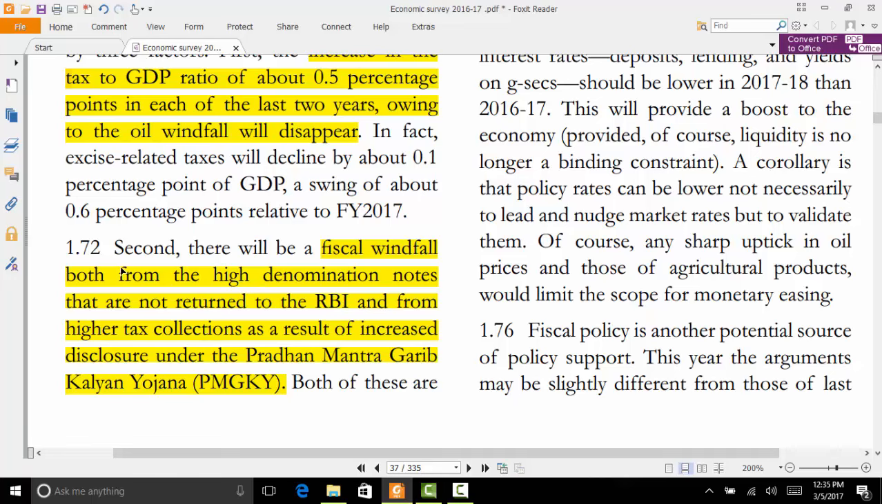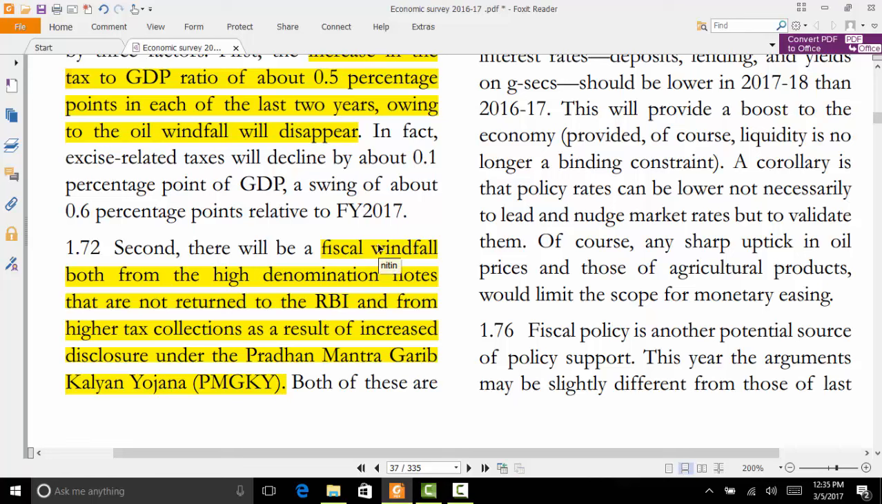This is a point you try to understand, 1.72, that fiscal windfall can come after demonetization when these high denomination notes that are not returned to RBI, from higher tax collections as a result of increased disclosure under Garib Kalyan Yojana as well.